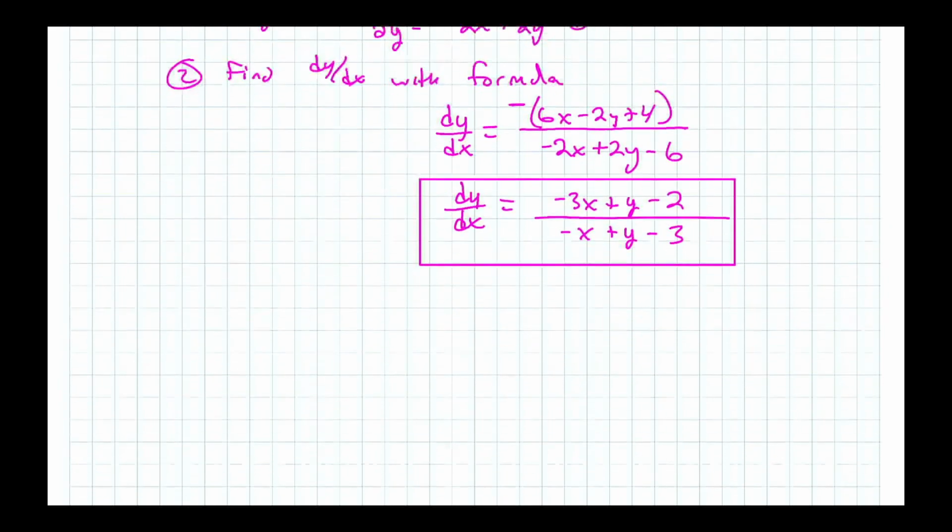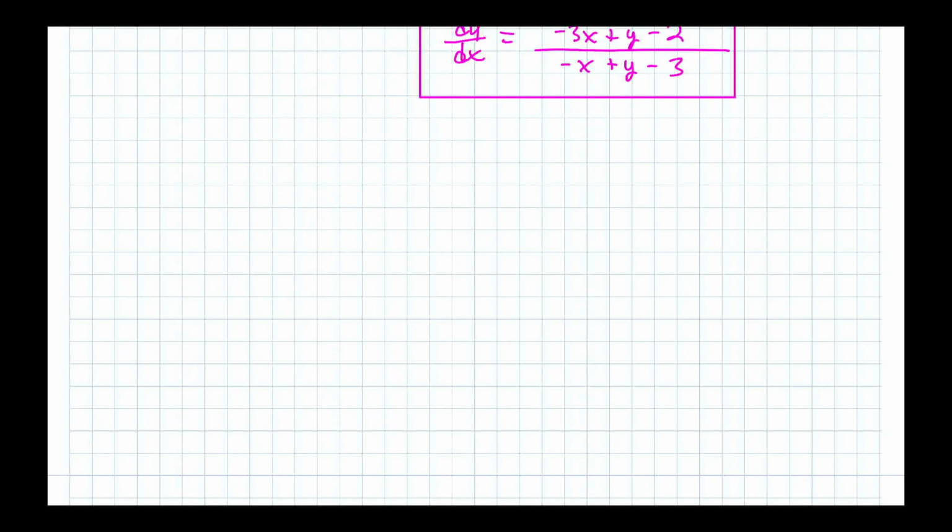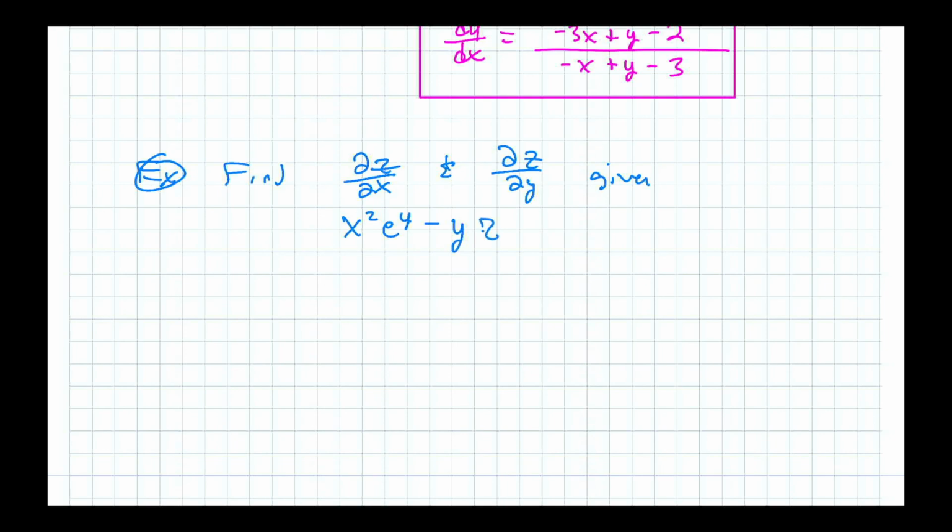Let's do one more of these, and then we will be done for the day. So find partial z, partial x, and partial z, partial y, given x squared e to the y minus y z e to the x equals 0. Oh, you got me with the z there. Wait, no, that's fine, actually. Okay, that's fine, I think.